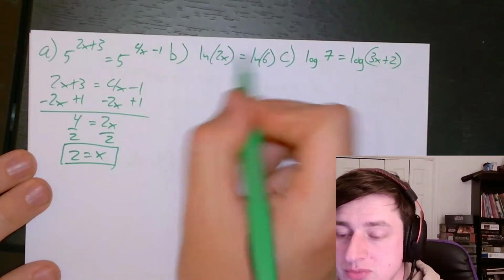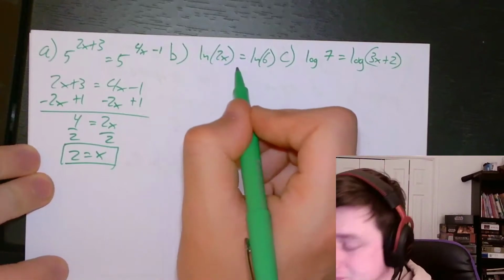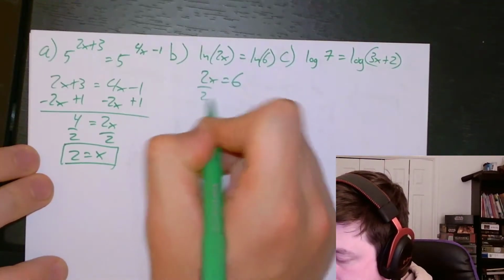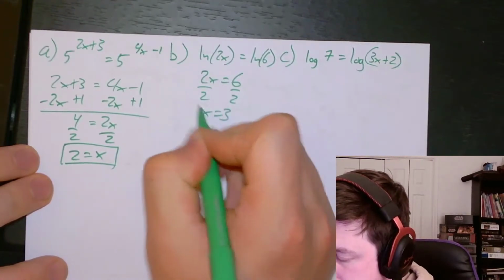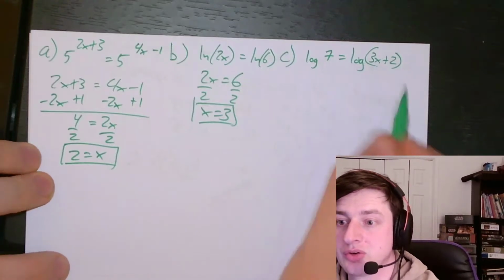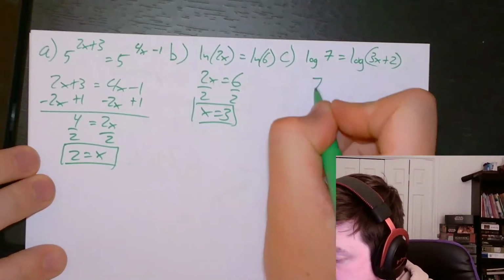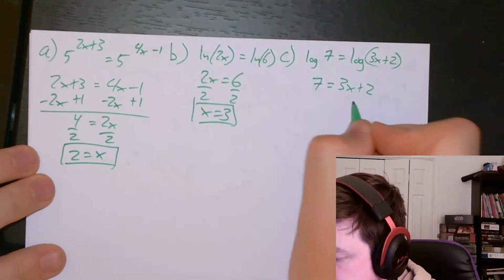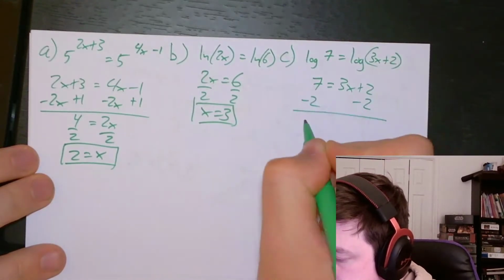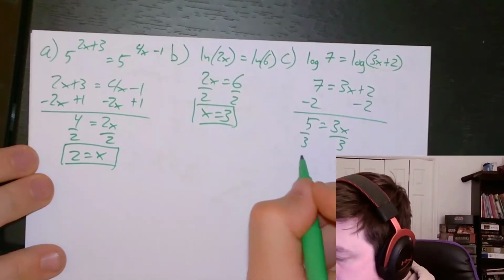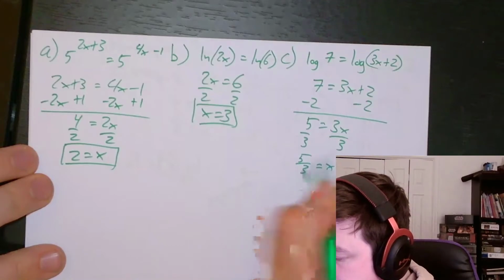We have 2 logarithms with the same base, same kind of logarithm. So it means the insides are the same. So 2x is 6, divided by 2, x is 3. Same thing over here. 7 is 3x plus 2. Subtract. 5 is 3x, divide by 3, divide by 3. 5/3 is x.